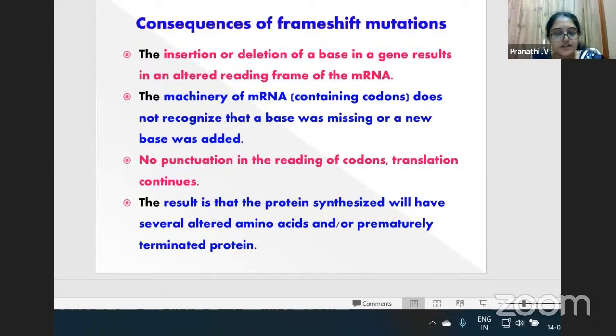Now, when the genes are located on the X chromosome, please just give me a moment. I have another slide that I would like to share.